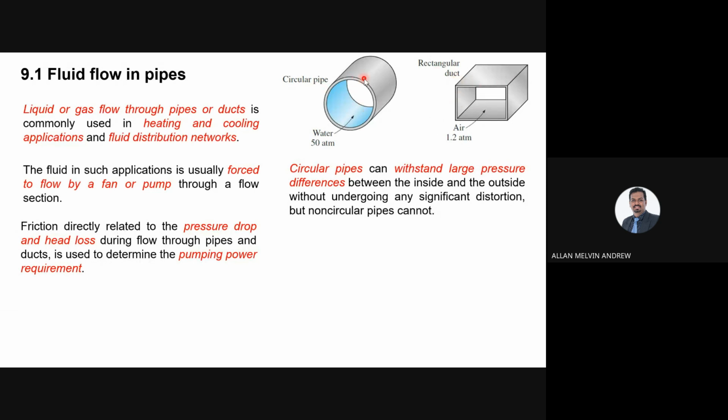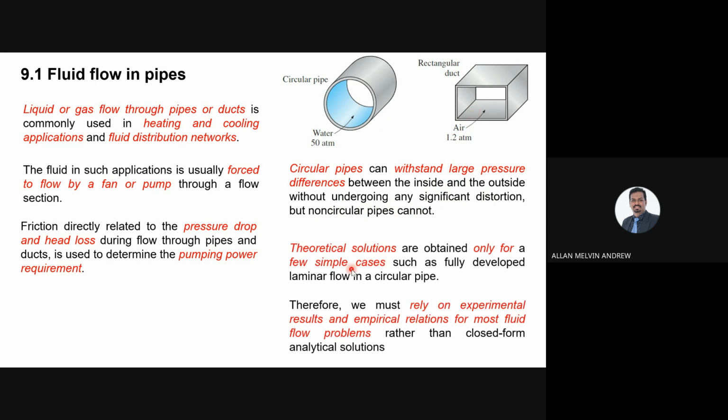So circular will be better to withstand large pressure differences between the inside and the outside without undergoing any significant distortion. Distortion means deformation, but non-circular pipes cannot. That's why non-circular pipes are not suitable for fluid flow, for liquid flow. Okay, and non-circular ducts are suitable for air.